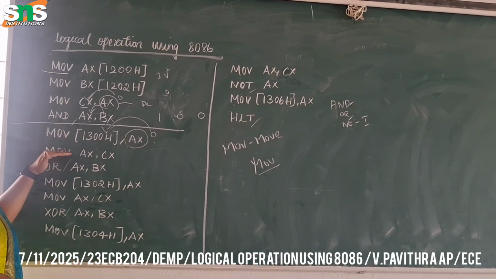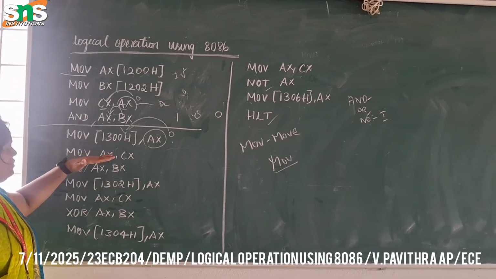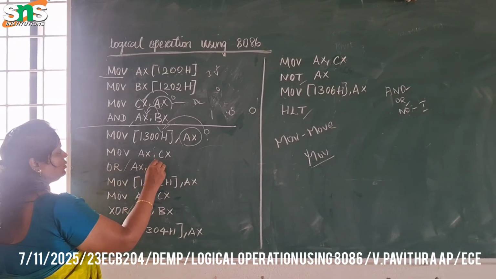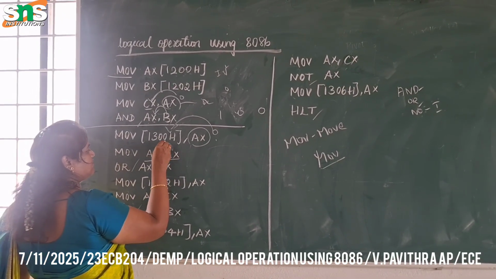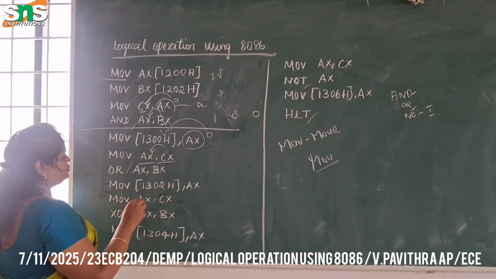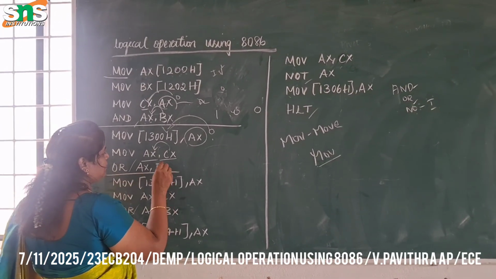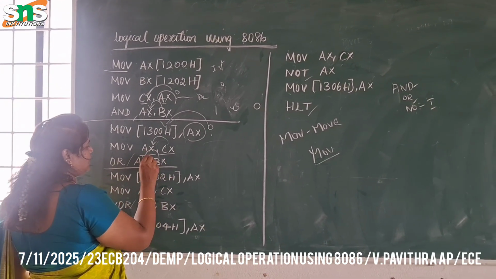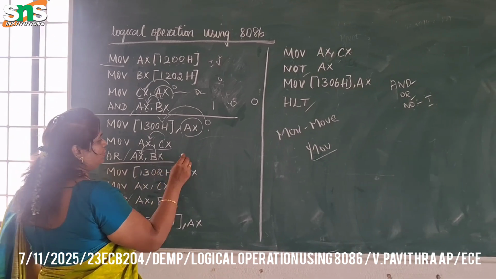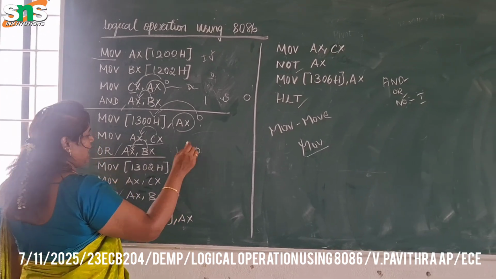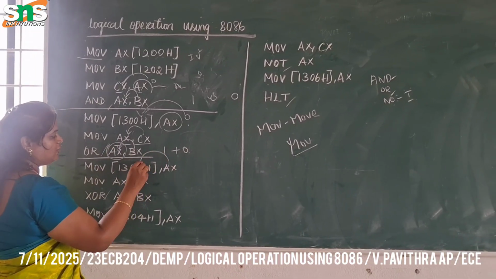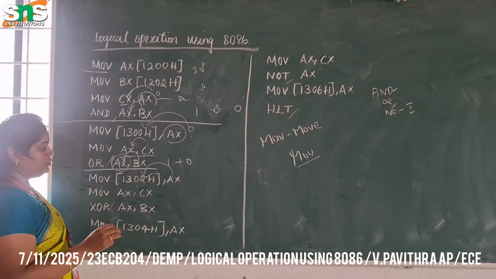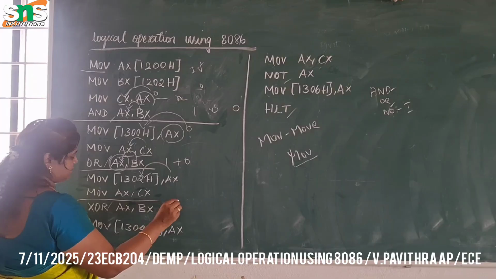Next we are going for the move operation. As I said, CX is one of the registers, AX is one of the registers. So the CX value is moving to the AX. Now we are going to OR the value. The BX value is going to the AX value, and then there will be an OR operation, and the answer will be stored in the accumulator. This value is going to transfer into 1302, moving from CX.